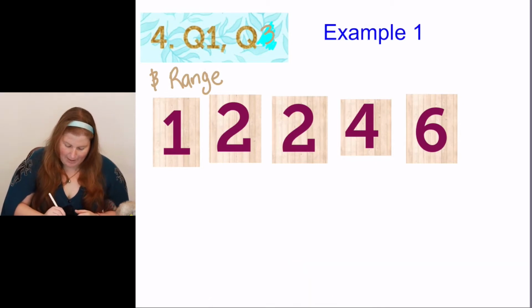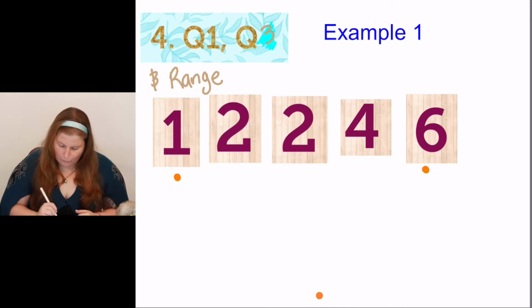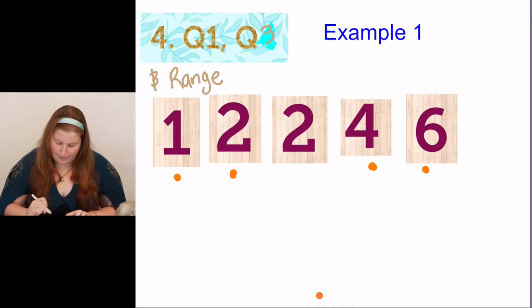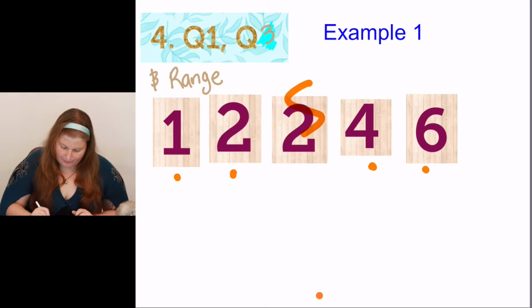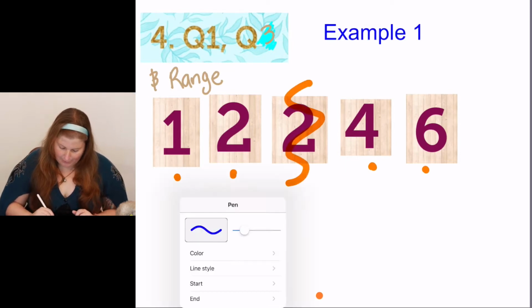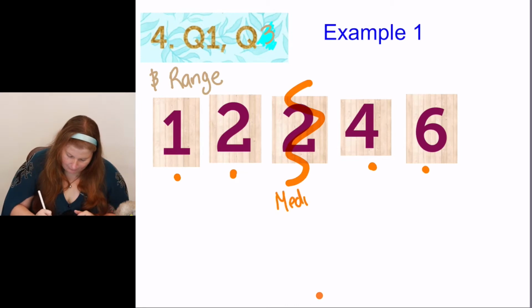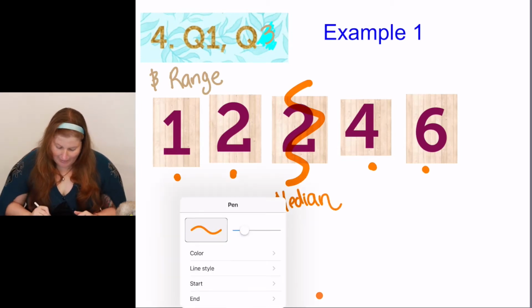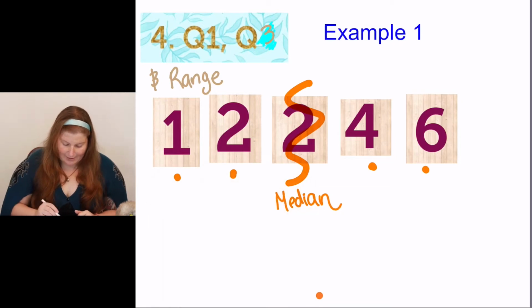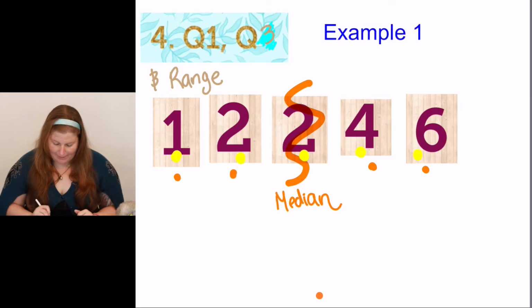If I count from the outside, 1 on each outside, I can see that 2 is in the middle. So I'm going to write that 2 is our median. Now, if I count my data points here to see how many of them I have, I see that I have 1, 2, 3, 4, 5 numbers in my data set.